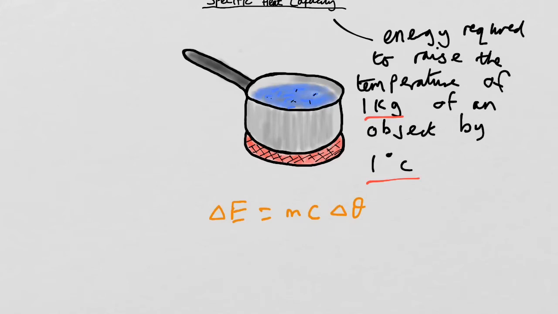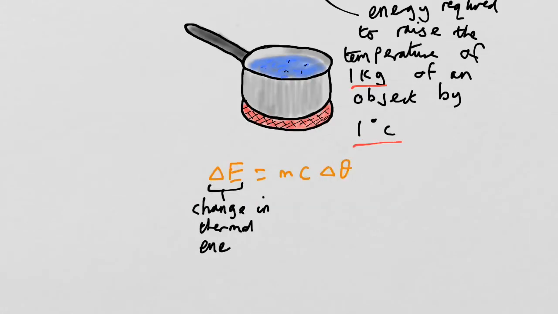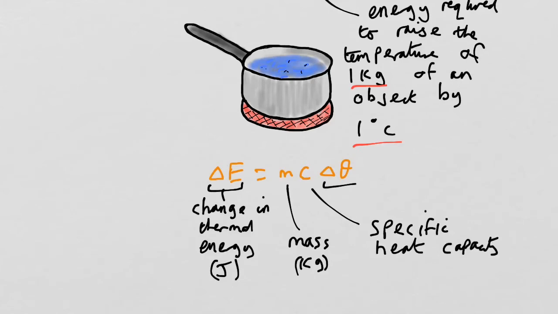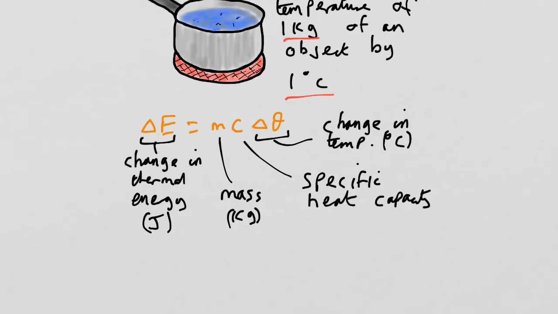Now delta E is our change in thermal energy store, given the unit joules. M is our mass in kilograms, of course. C is our specific heat capacity, and delta theta is our temperature change, or our change in temperature, given the unit degree C. Now you can do a little bit of unit analysis on this if you want. You can figure out the unit of specific heat capacity. It is joules per kilogram per degree C. There's your unit of specific heat capacity.